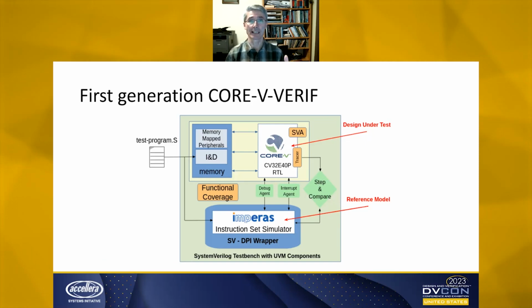What's different about this is the input stimulus is a set of test programs. These test programs are generated by humans, a C program or an assembler program, or they can be machine generated. Either way, the machine code is fed into the instruction memory for the RTL, the device under test. The same program is fed to the instruction memory of the reference model, and both the reference model and the device under test run the same program at the same time. And as the execution of the program progresses, the state of both are compared as each instruction is retired. We call this step and compare.